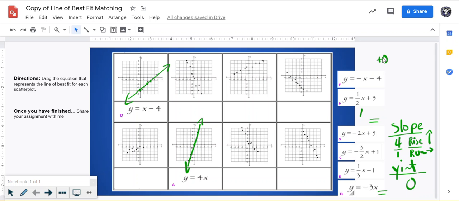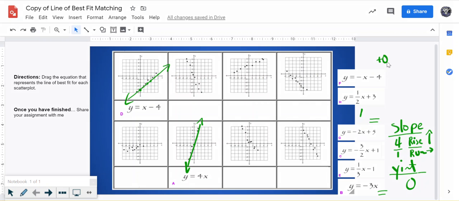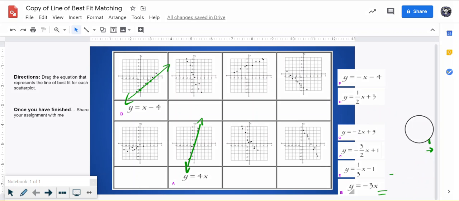You should be able to answer the rest of those on your own. If you need to make a table of points, that still works. You can still make a table of points and generate those lines. It's just a little bit longer than just thinking about the slope and y-intercept, but whatever's easiest for you works.